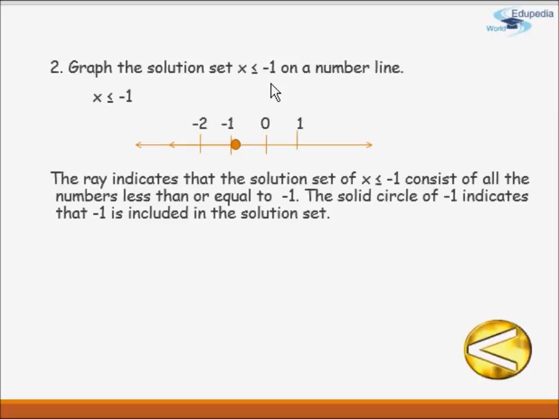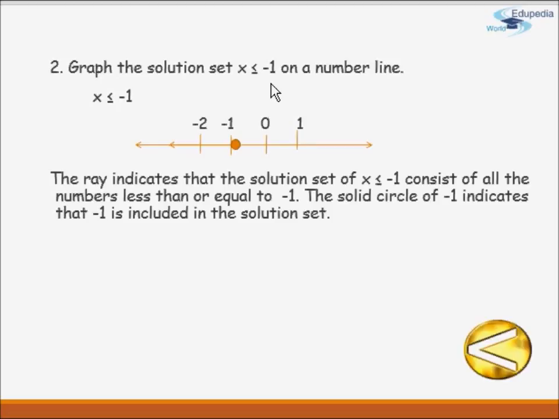Now this basically says that all the values of x which are less than -1, that is -2, -3, -4, -5, -6, and also -1. So how are we going to solve that? We basically fill the circle up. That is how we show it on the number line.